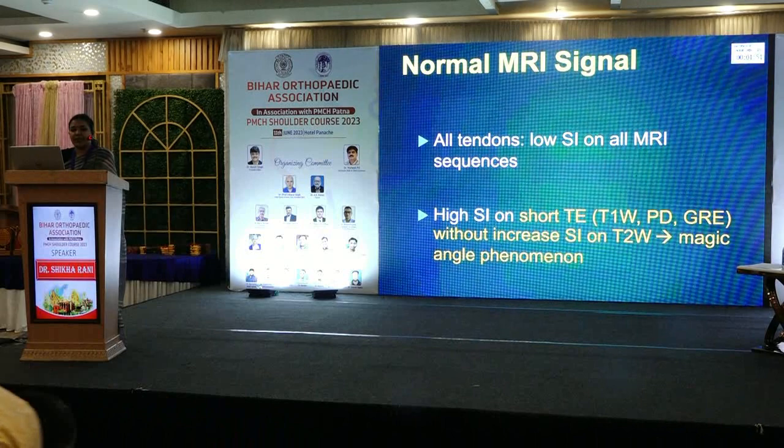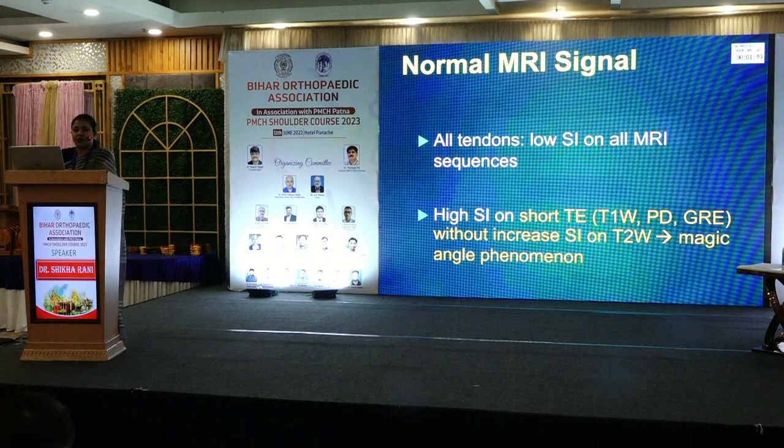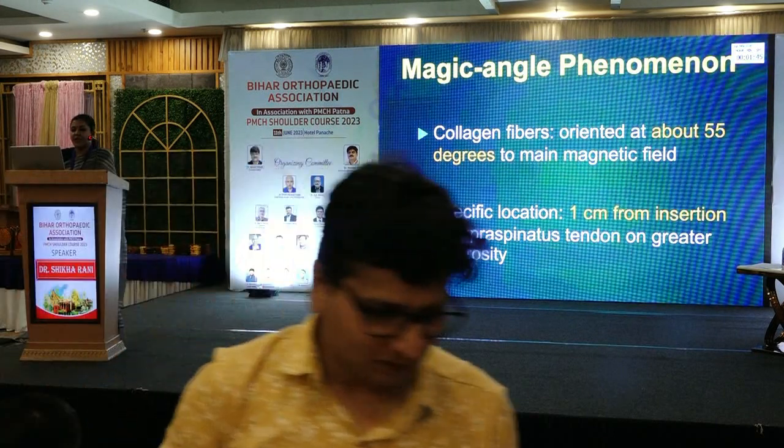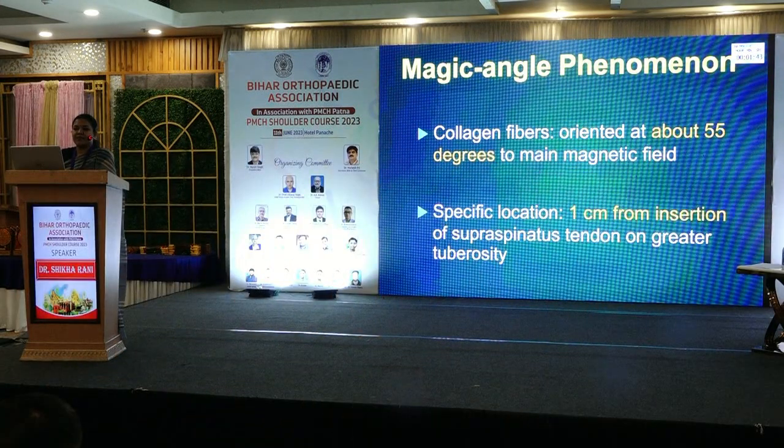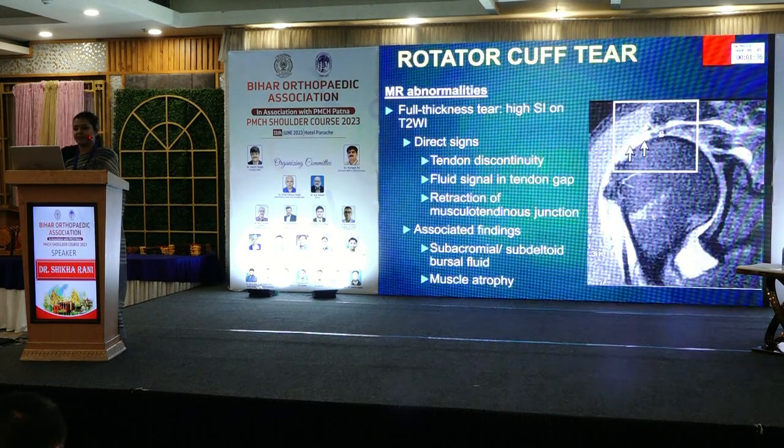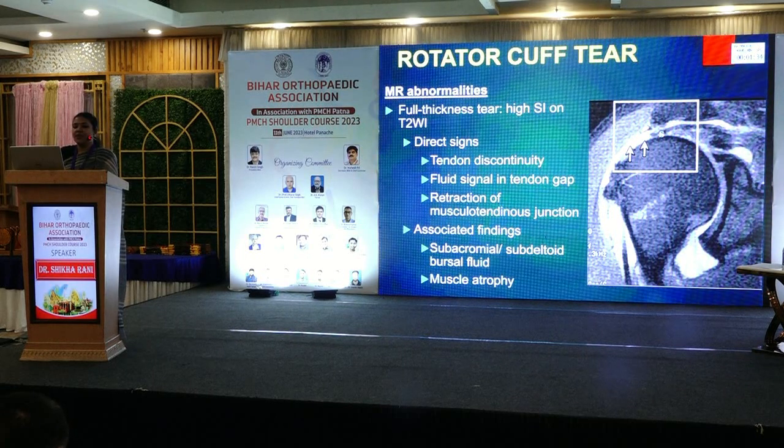Now, in normal MRI sequences, as already told, for the low TE sequences, for the degeneration, PD sequence is very important. Now, the magic angle phenomenon is 1 centimeter from the site of attachment on the greater tuberosity. It looks hyperintense. In rotator cuff tear, you can see the fluid in any tear. What you ask the radiologist is to tell you about the tear, what is the depth of the tear and where are the tear fibers.